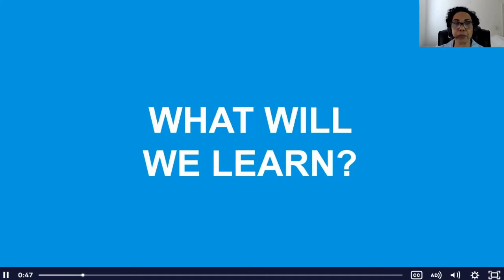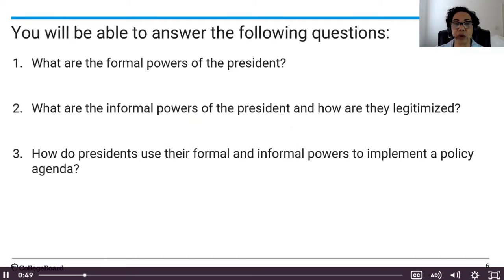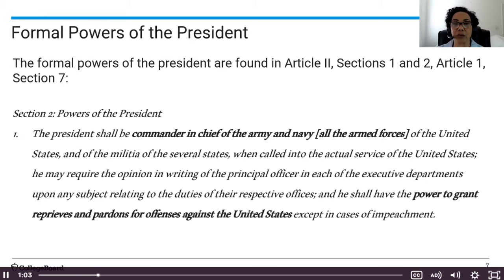So what will we learn? Be able to answer the following questions. What are the formal powers of the president? What are the informal powers of the president? And how are they made legitimate or legitimized? How do presidents use their formal and informal powers to implement a policy agenda? So we're going to find the formal powers of the president in Article 2, Sections 1 and 2, and then also in Article 1, Section 7.